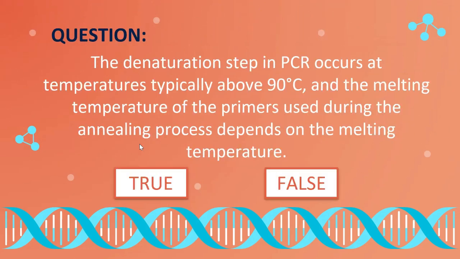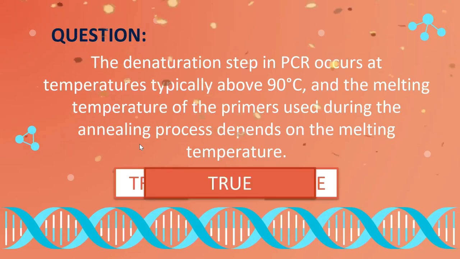Okay? And then another question is that the denaturation step in the PCR occurs at temperatures typically above 90 degrees. And the melting temperature of the primers used during the annealing process depends on the melting temperature. Is it true or false? Of course, the correct answer here is true. Okay.